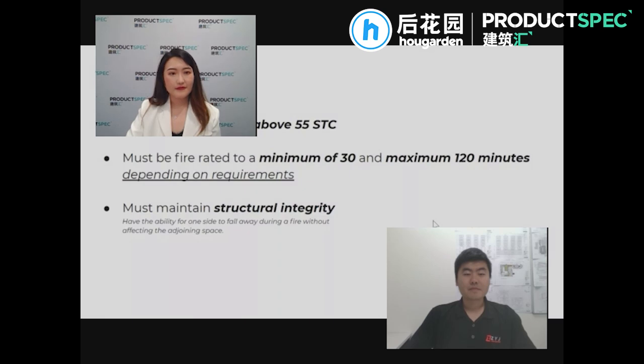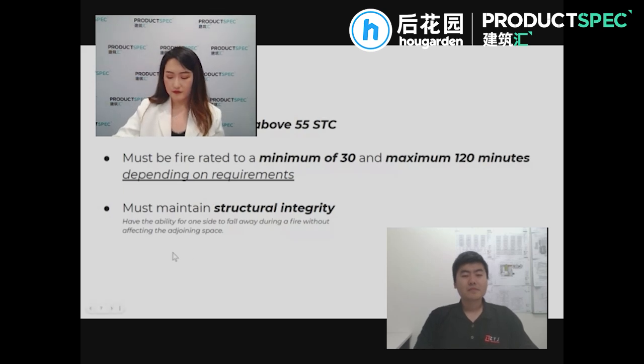The New Zealand Building Code has some minimum requirements for these types of walls. They must be sound rated above 55 STC. STC is sound transmission class. They must be fire rated to a minimum of 30 minutes and a maximum of 120 minutes. Depending on the requirements of the particular dwellings, you have a 30-minute, a 60-minute, a 90-minute, and 120-minute firewalling system. For our system, we have a minimum of 120 minutes or 2 hours protection from fire.